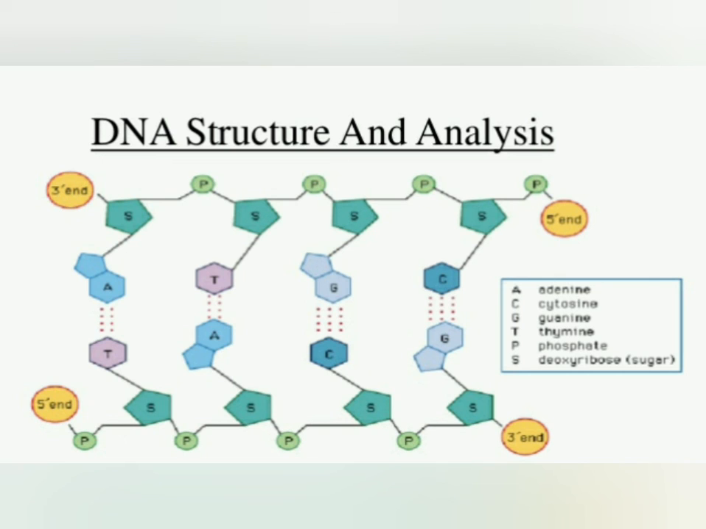Sugar plus phosphate gives the backbone of the polynucleotide chain. The nitrogenous bases linked to the sugar moiety project from this backbone. When we analyze the picture, we can see a backbone, and from that backbone the nitrogenous bases are projected. That's about the structure of a polynucleotide chain.